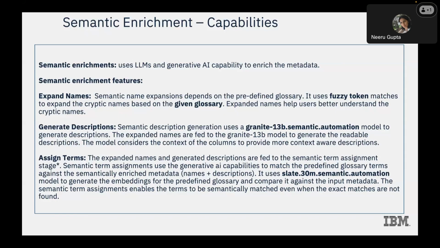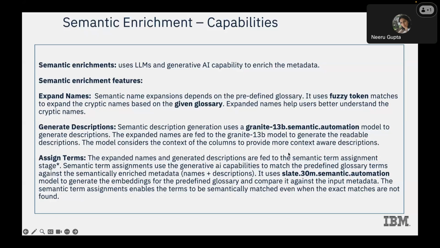Once our names are expanded, we take those names and feed them to the Granite 13B model, which is hosted on watsonx.ai. This is a custom model which is trained on our CDO data, so it understands the metadata concept. This model uses the names generated from the previous steps, understands the context of these columns, and provides a more meaningful description for the columns and the tables. This makes it very convenient for our data scientists to use these data assets in their projects.